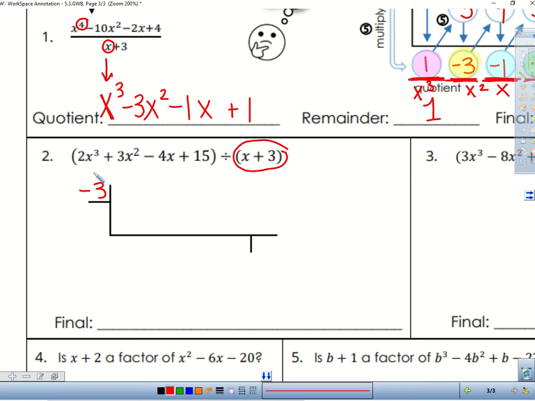Good. Now you're going to check and make sure we don't skip any degree terms here. We have the third, the second, the first, and 0. Did we skip anything? Do we need any placeholders? No. Now we're going to write our coefficients out.